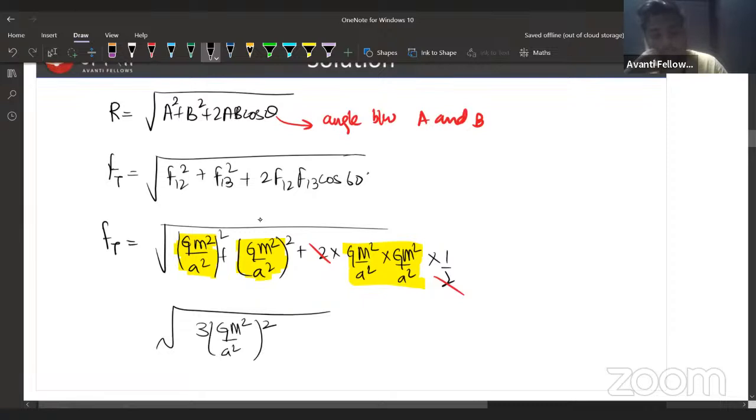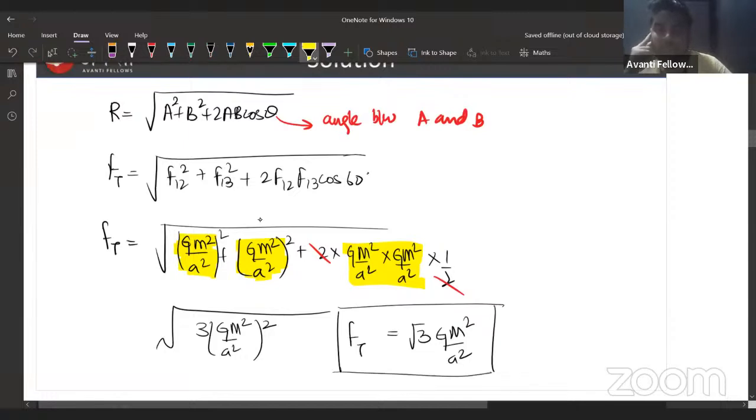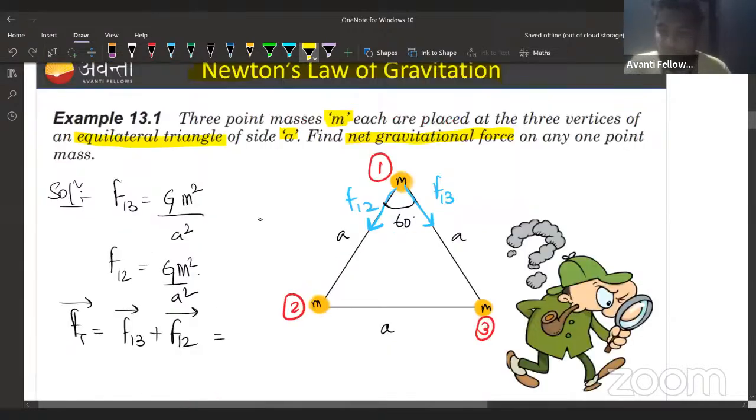Now, this whole squared term will come out of the square root. We are left with root 3 GM square by a square. So this is our total force acting on any mass in that whole system. Hopefully this is clear. Is this clear, guys? This type of question for a square we also did, right? For a square we already did, and for a triangle I gave you homework. Today we solved this as well. So hopefully this question is clear.